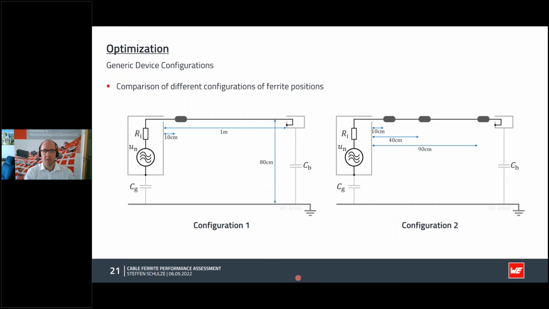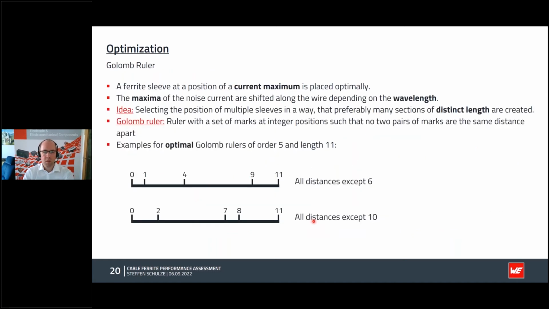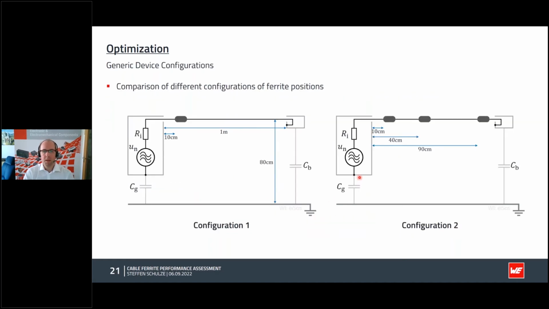So I have translated this approach to our real setup. Here we show again the configuration 1, which was already investigated before. And configuration 2 now shows the first Golomb ruler configuration, where we simply placed the 3 ferrite sleeves at 10, 40, and 90 centimeters away from the generator port.